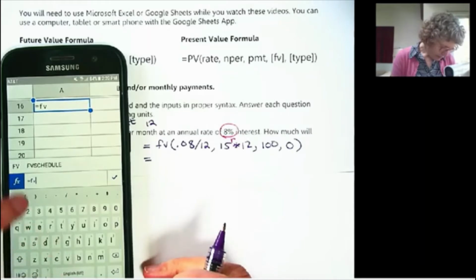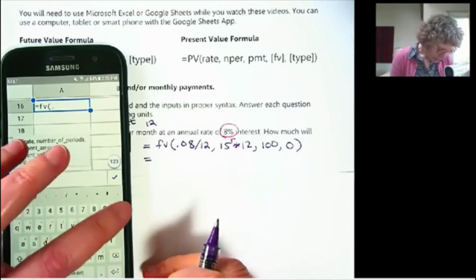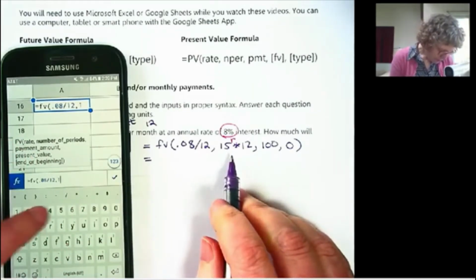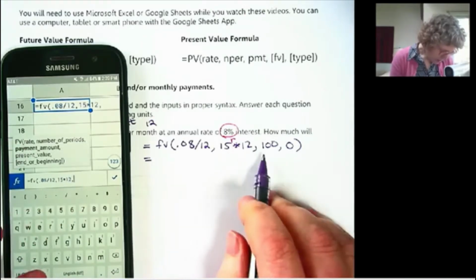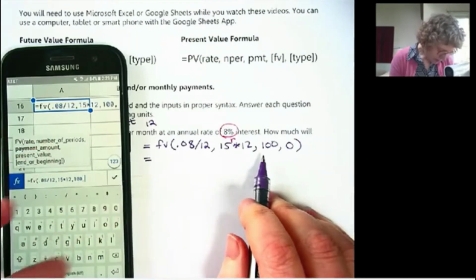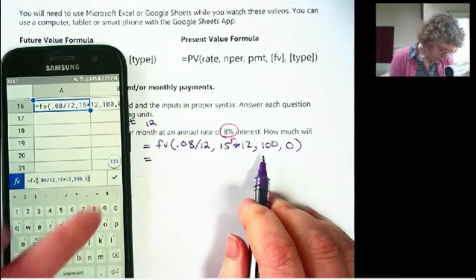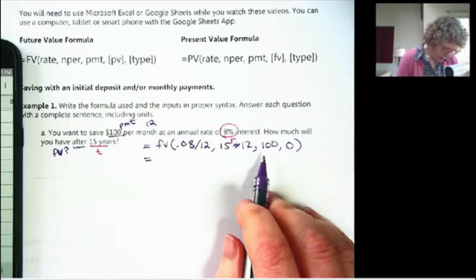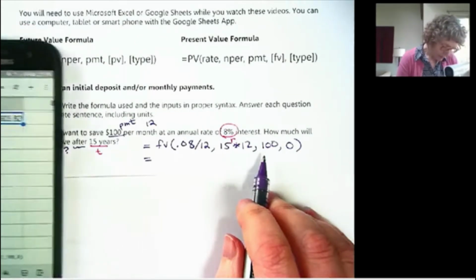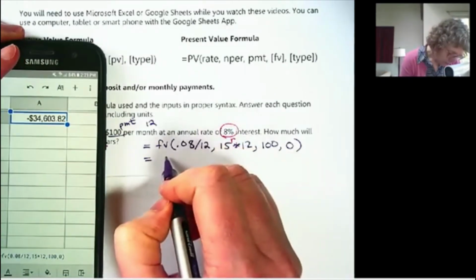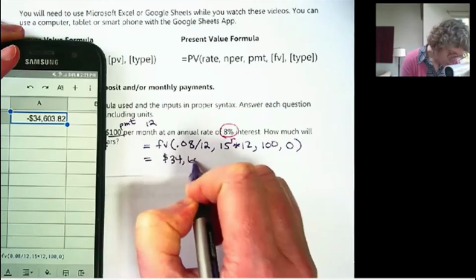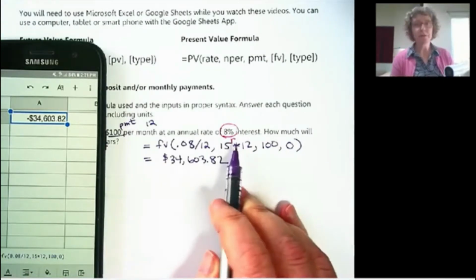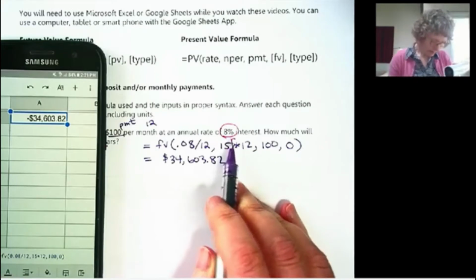Equals future value, 0.08 divided by 12, comma, 15 times 12, comma, 100, comma, 0. Okay, let's see if this makes sense. 100 a month, 15 years. Seems like a lot of money. $34,603.82. 8% is a very good interest rate. That's challenging to find nowadays.